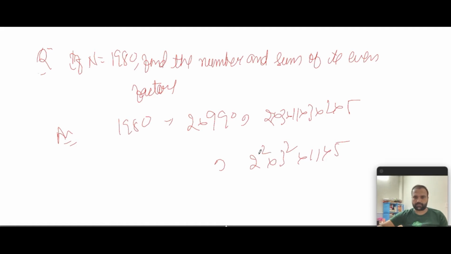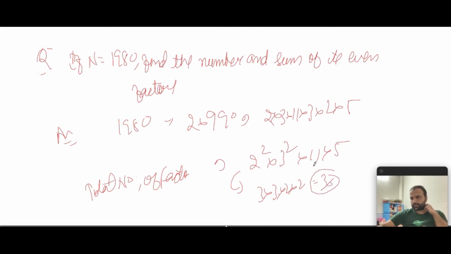Okay, so find the number and the sum of its even factors. Okay, fine enough. So what do we have? First of all, this is the total number of factors. So from here we can derive 3 into 3 into 2 into 2. So we have 3, 3, 9, 4, 36. Now this is the total number of factors.